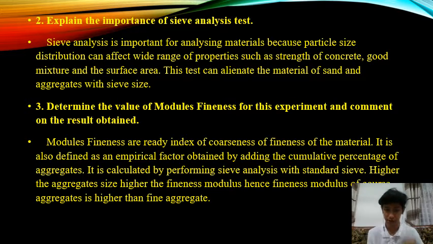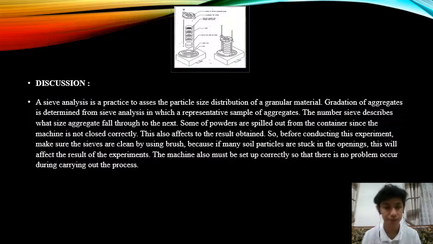Third, determine the value of modulus fineness for this experiment and comment on the result obtained. Fineness modulus is an index of coarseness or fineness of the material. It is also defined as an empirical factor obtained by adding the cumulative percentage of aggregate. It is calculated by performing sieve analysis with standard sizes. The higher the aggregate size, the higher the fineness modulus. Hence, fineness modulus of coarse aggregate is higher than fine aggregate.